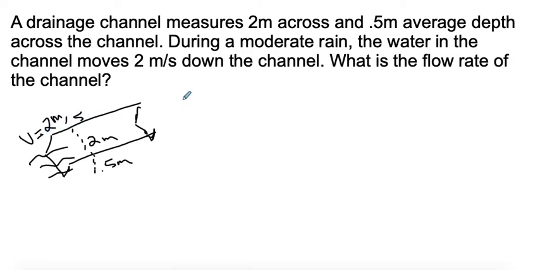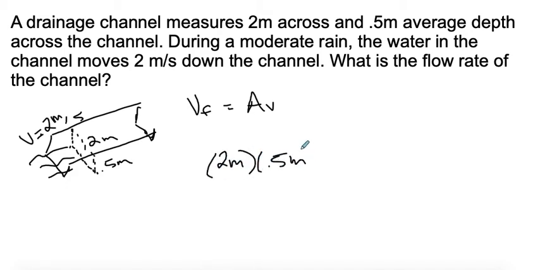Okay, so if you remember the other equation for volume flow, it's the cross-sectional area times the velocity of the water moving down the channel. So we have a cross-sectional area that we can figure out. If I took this chunk right here and I calculated the area of this chunk and I multiplied it by that velocity there, that should give us the volume flow rate. So area is just going to be length times width here. Okay, so it'll be 2 meters times 0.5 meters. That's going to give me the cross-sectional area of that channel times the velocity, which is 2 meters per second.